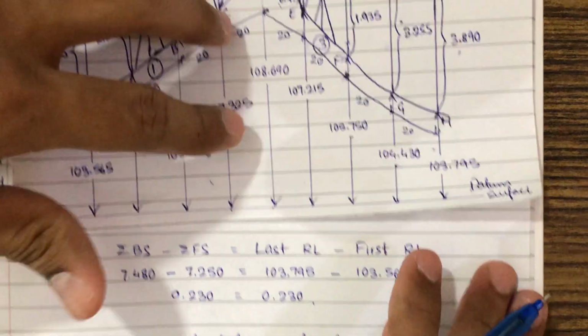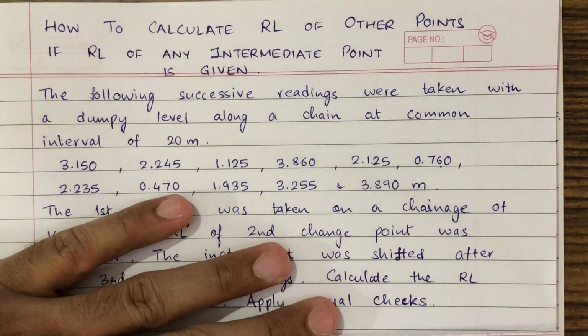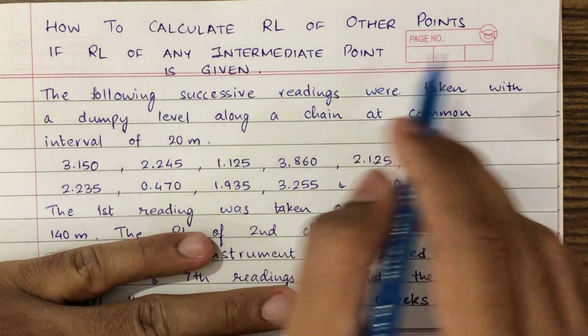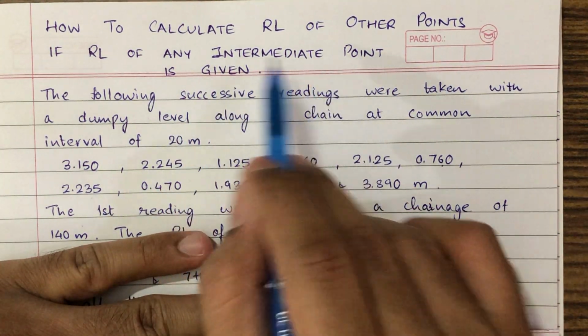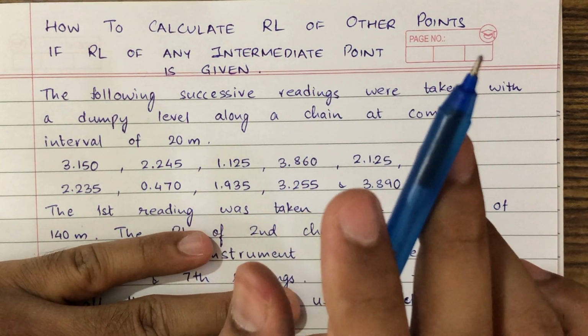So this is how you will calculate RL of other points if RL of any intermediate point is given to you.